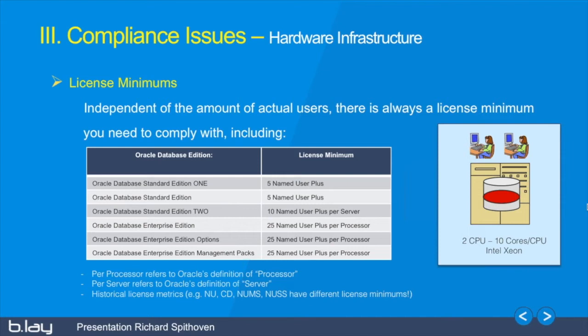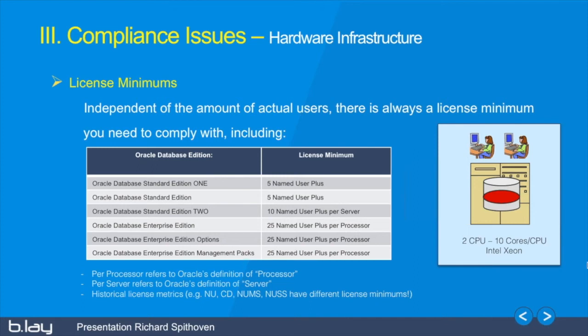First of all, in the top 5, I would say, is the fact that people are not aware that almost any Oracle product has a so-called license minimum. And a license minimum means that independent of the amount of actual users, there is always a minimum number of licenses which an Oracle database end user needs to comply with. You see in the table, for example, the most common one and the most common database version used is the Oracle Database Enterprise Edition. And you would be surprised how many people are still not aware of the fact that there is a minimum applicable which says 25 named user plus per processor needs to be applied.